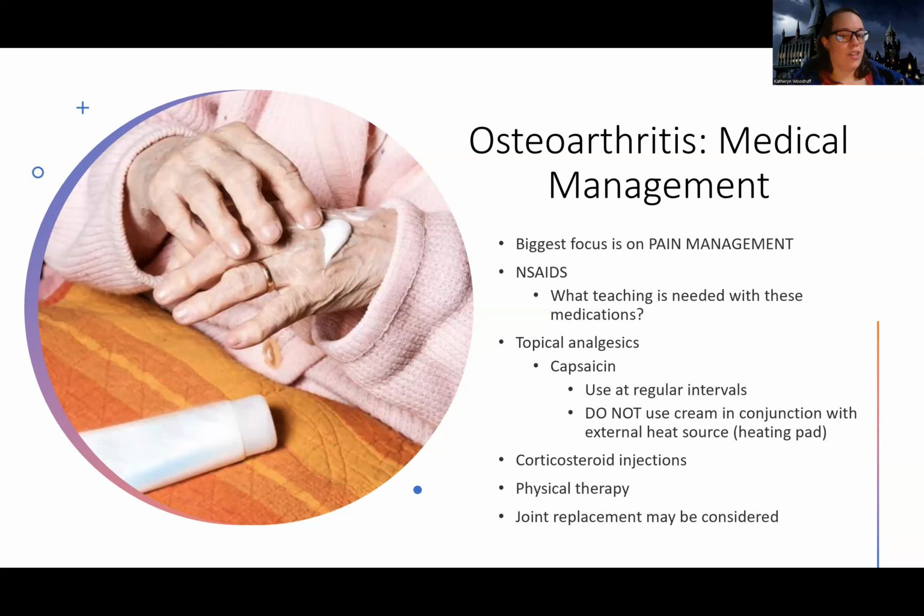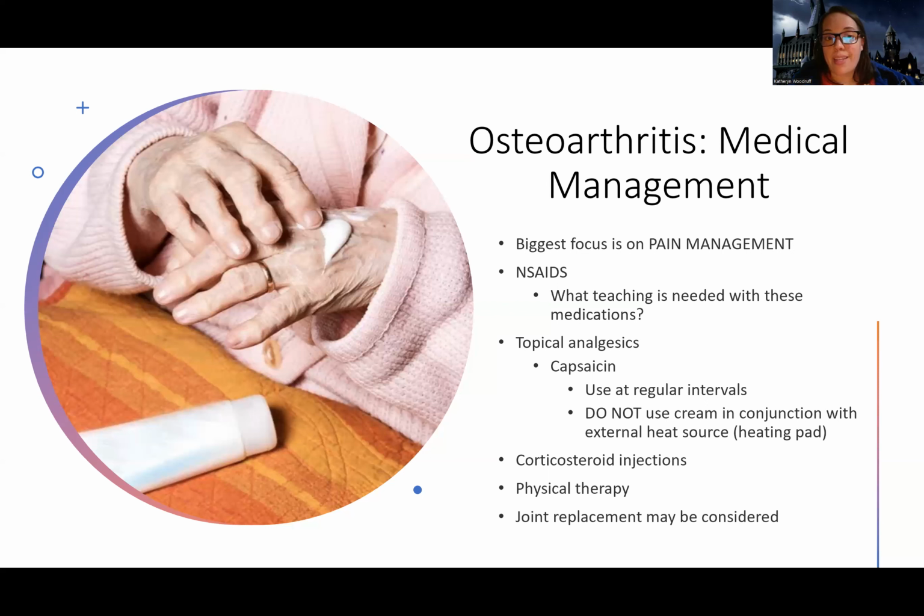So there will be no questions on your test about that, at least in my school. But you will know about capsaicin. And if you don't know what capsaicin is, it's very similar to Icy Hot. Effectively, it's a topical treatment for pain. It can be very useful when used regularly and appropriately.